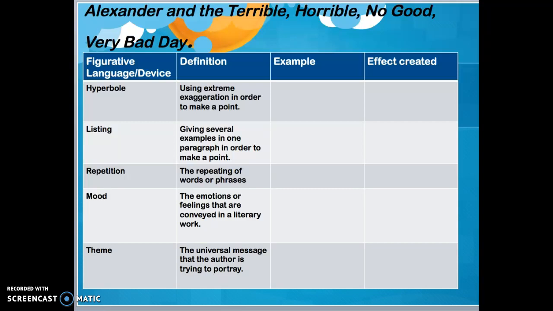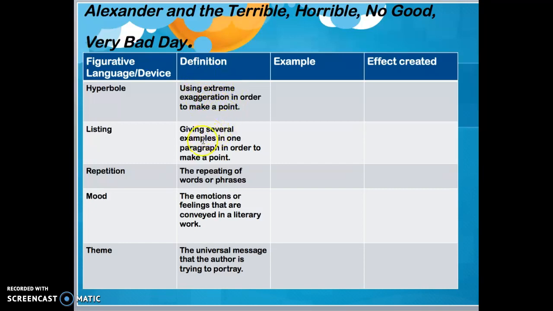And the figurative language, I actually give them the figurative language, so there's no guessing there. We're going to be looking for hyperbole, listing, repetition, mood, and all of that's going to develop the theme. The other thing that I do for students is I put in the definitions, so they know exactly what we're going to be looking for and exactly what these words mean. We all have the same working definition.